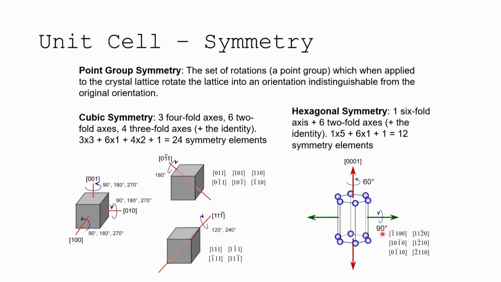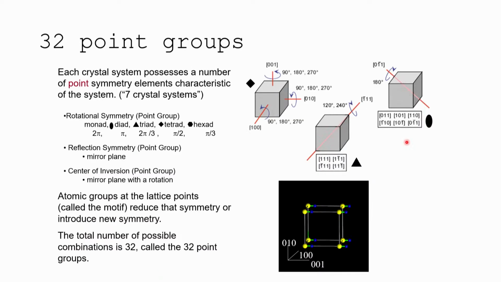And we have 6 of those. So that gives us 12 elements of the symmetry group. So 24 for cubic, and we have 12 elements in hexagonal. And you can go through and say tetragonal, I'm going to have 12. Orthorhombic, you can go through and figure out what you have for each of them.